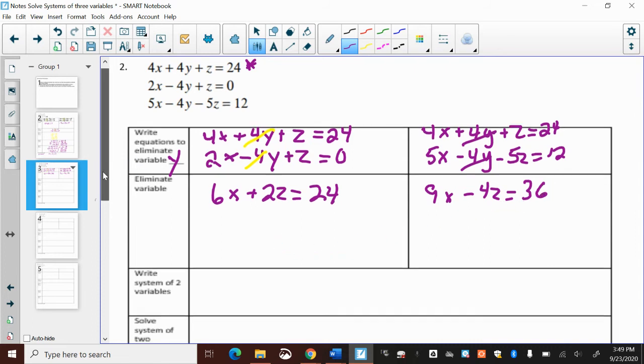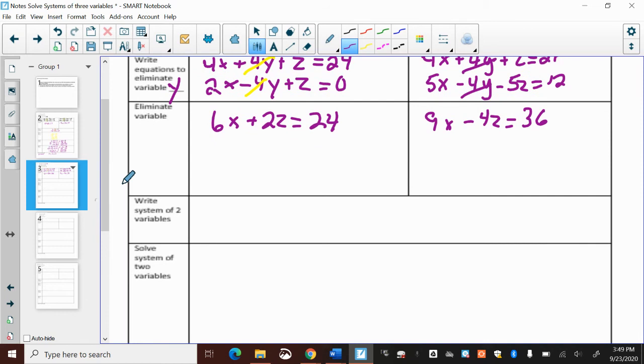All right, and then what we're going to do is write them up as a system of equations. So we're going to get 6x plus 2z is equal to 24. Over here we get 9x minus 4z is equal to 36. Now the problem here is I don't have opposites. What I can do is change this 2z to be a 4z. So I need something to cancel out this minus 4z. I'm concentrating on the z's because they're multiples of each other.